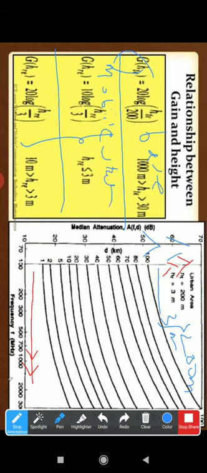There are two sets of values: one is on the scale of 10 log and another is on the scale of 20 log. When the height of the receiver is less than or equal to 3 meters, we take the value 10 log of h_re divided by 3. And when the height lies between 3 meters and 10 meters, we take 20 log of h_re divided by 3.